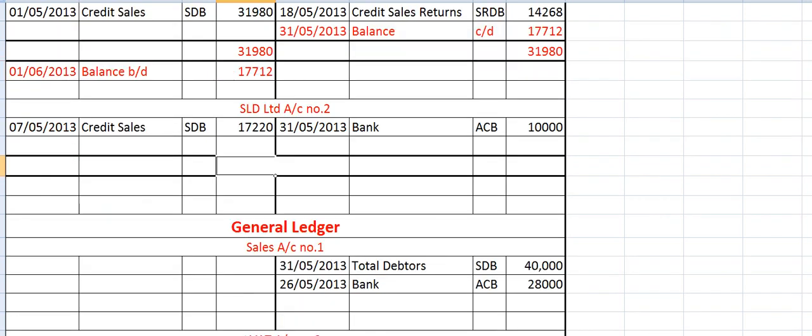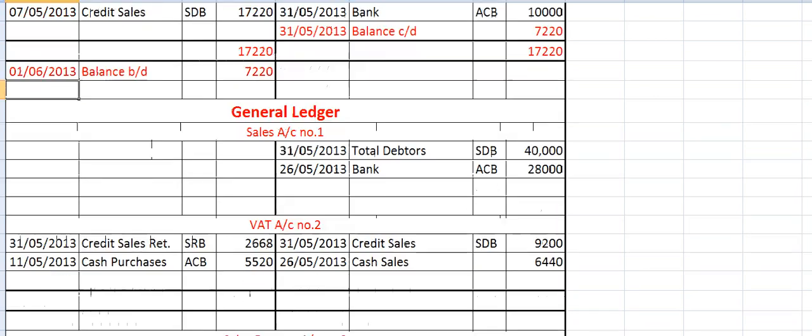Next one that has to be balanced is here. Again, larger amount is the debit side, and that goes in between the line, double line on both sides. And the balancing figure here is obviously 7220. So end of the month, 31st of the 5th, 2013. Balance CD, and then that becomes the opening balance on the account at the beginning of next month. So that's at the beginning of June. We're saying SLD owes us 7220. Okay, so that's that balanced.